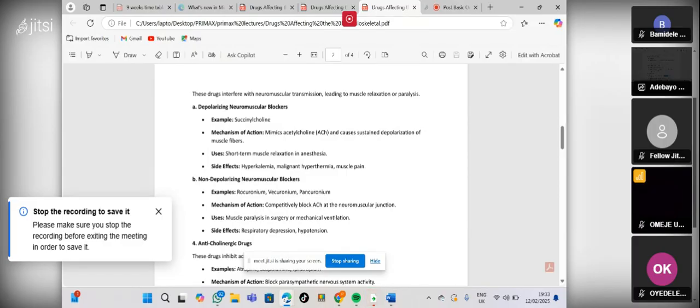So antidepressants. Okay, let's quickly go to the classes of antidepressants. We have the SSRIs, we have the MAO inhibitors, and we have the SNRIs, and we have the TCAs. So I know you already know the full meaning of all of this. So let's start with SSRIs, selective serotonin reuptake inhibitors.